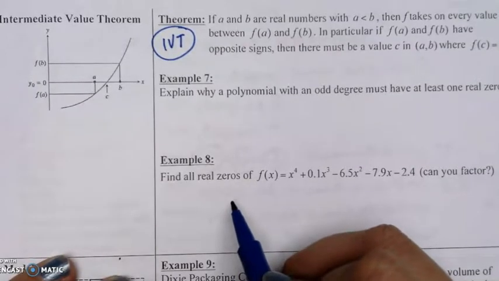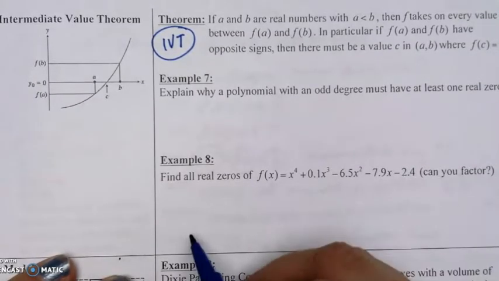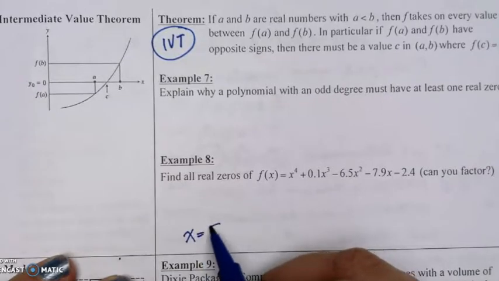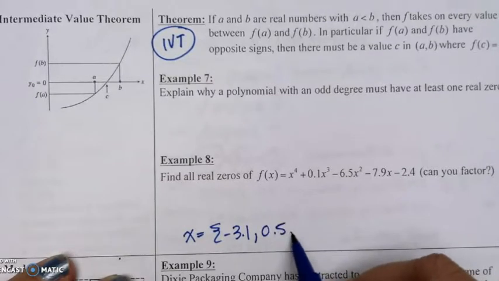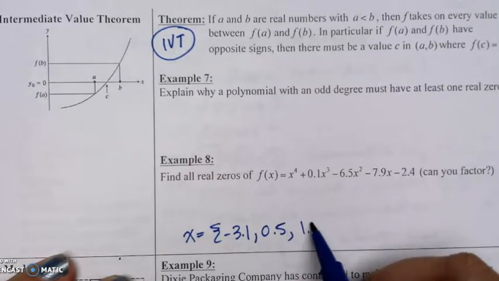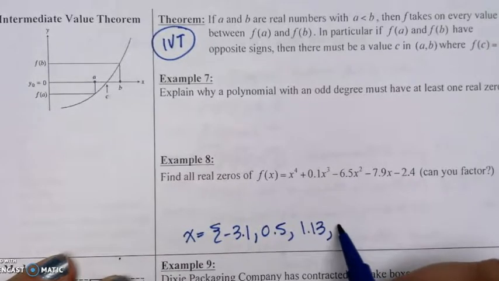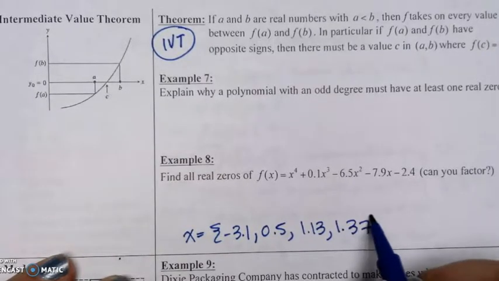So upon graphing this, we find that the zeros are when x equals negative 3.1, 0.5, 1.13, and 1.37.